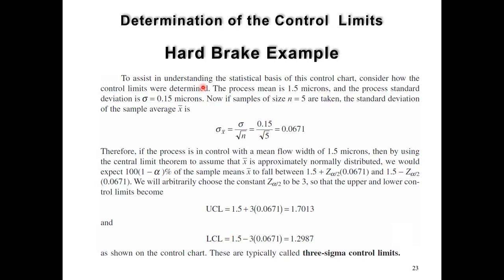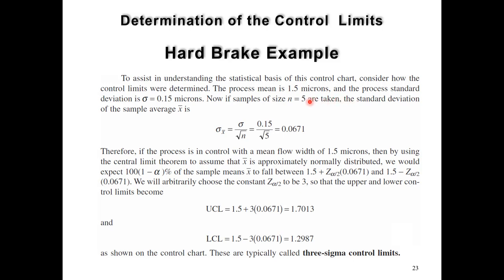This is an example of how you can compute the upper and lower control limits. This is a heartbreak example of heartbreak production. To assist in understanding the statistical basis of control chart, we now consider how control limits were determined. In this example, the process mean is equal to 1.5 microns and the process standard deviation sigma equals 0.15 microns. We also know that a sample size of n equals 5 is taken.